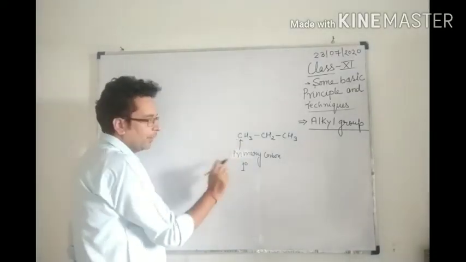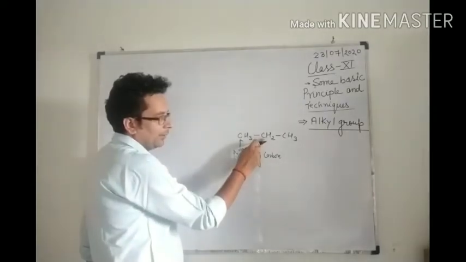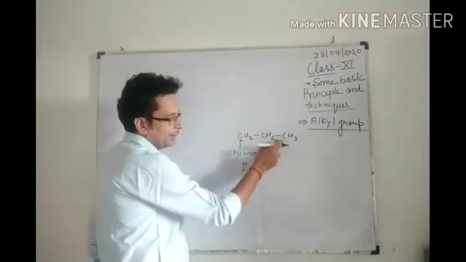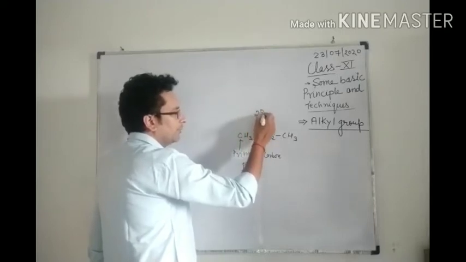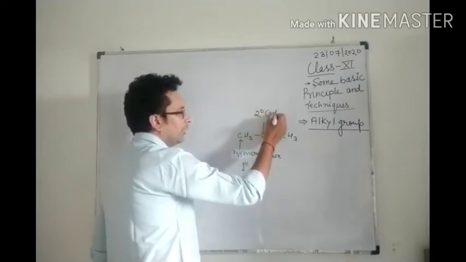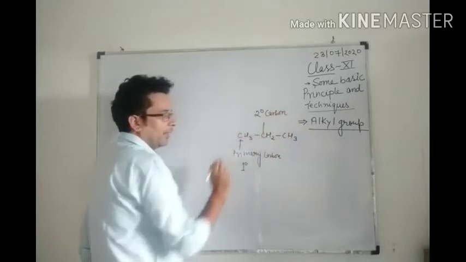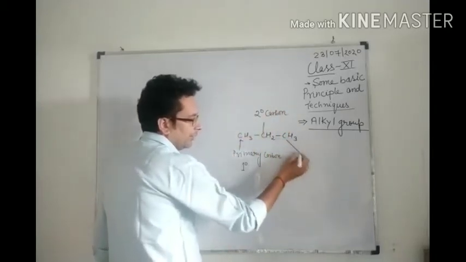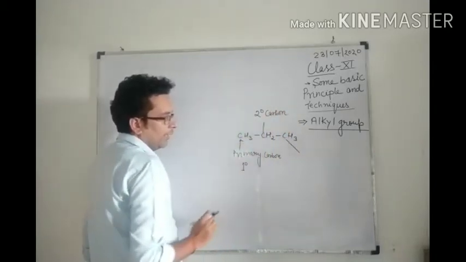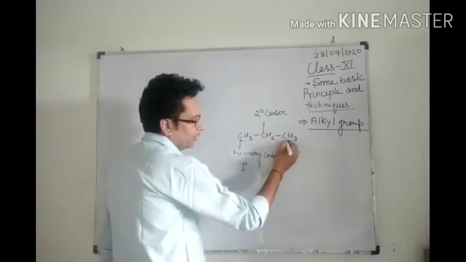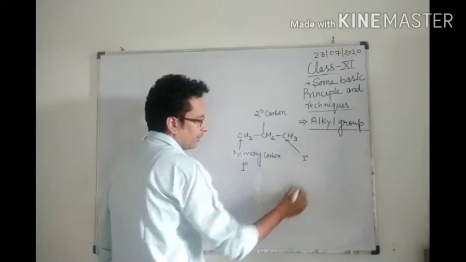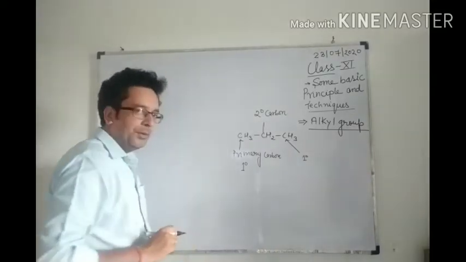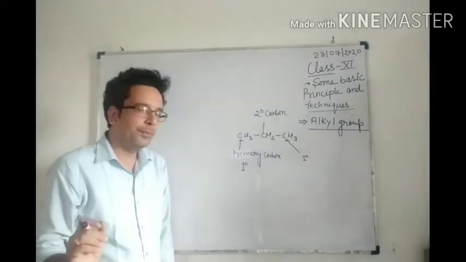Now look here, this carbon is directly attached to this carbon and this carbon, that is why it is 2 degree carbon, or secondary carbon. Now this one is directly attached to one carbon, that is why it is also 1 degree carbon. Now listen carefully.